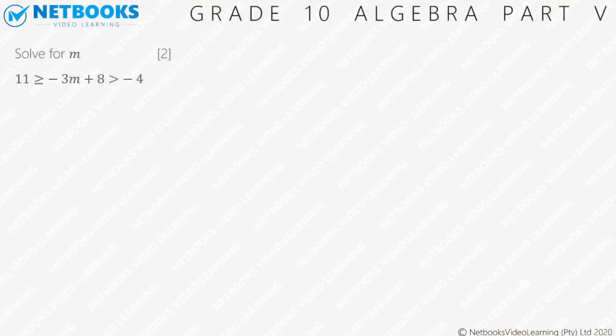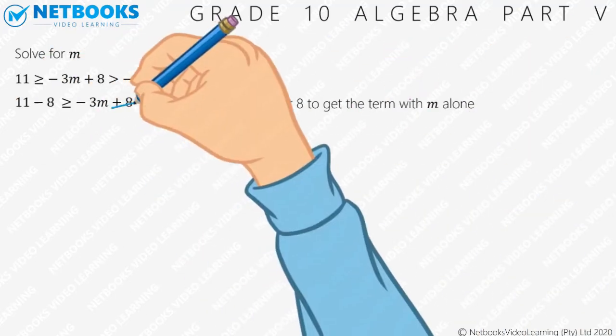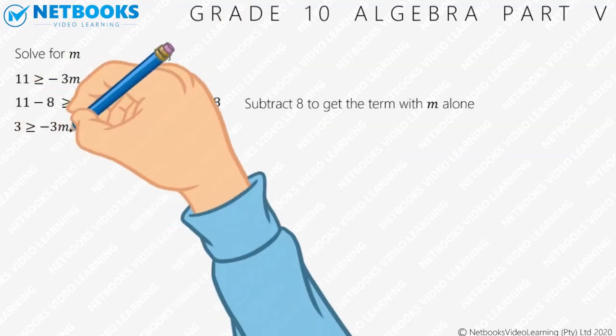Here we are asked to solve for m. The 8 must be removed to get closer to having m alone. Let us subtract by 8 throughout. When we do so, the 8's in the center cancel. Simplify and write out what is left.